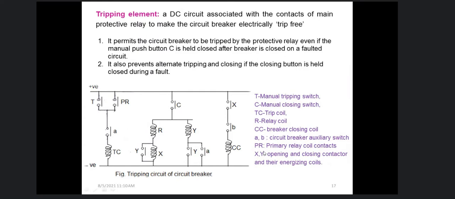Otherwise, using PR, the primary relay coil, if it is energized, then the same signal may be given. So there are two options. If there is any false tripping, then we can use the manual tripping switch to open the circuit breaker. Similarly, there are the manual closing switch and withdrawing of the primary relay. C is the manual closing switch. Other things I have written here, I shall discuss, then it will be clear.